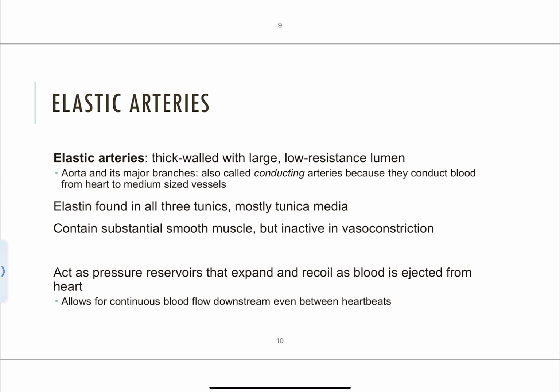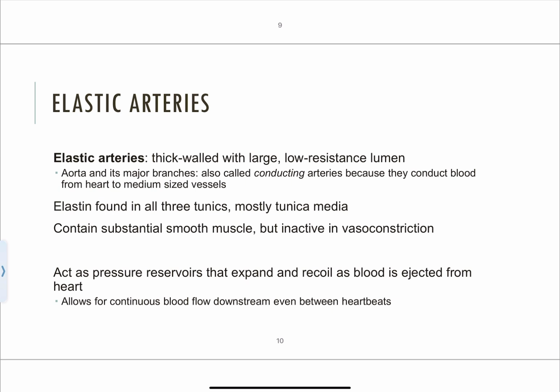So they're elastic arteries, so we would expect that they would have elastin in them. So the elastin can be found in all three layers or tunics, but predominantly the elastin's found in the tunica media, or that middle layer. So they also have some smooth muscle, but they're not active in vasoconstriction. So the elastic arteries are not involved in constricting or making the lumen diameter smaller, but they are active in vasodilation.